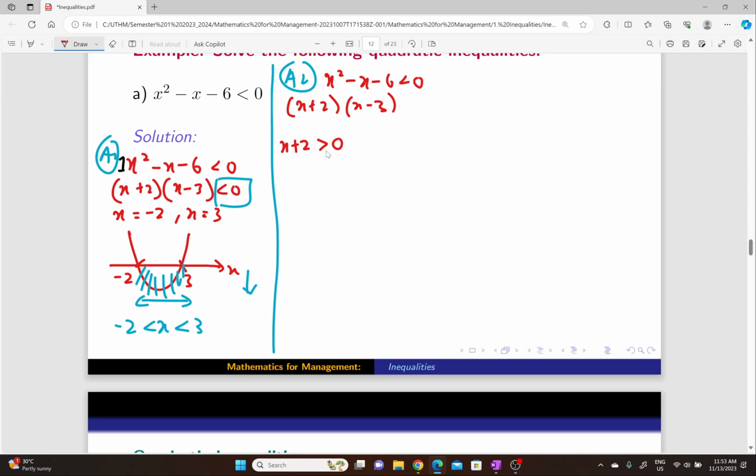If there's an equal here, then you put an equal here. If there's no equal here, don't put. But this is always greater than 0. Practice yourself, always greater than 0. Don't follow this one. No matter if this is less or greater, you always put a greater here. This is greater than 3. So now we draw a number line. Okay, we draw a number line whereby we put -2 here, 3 here.